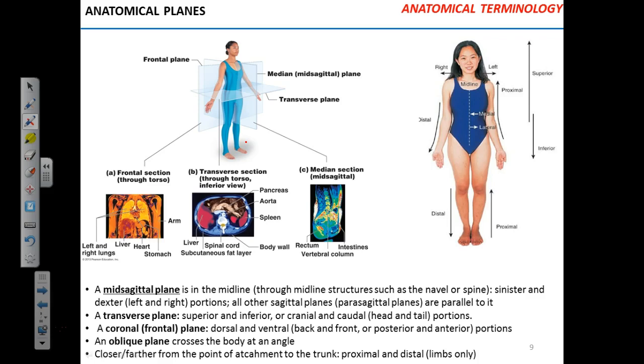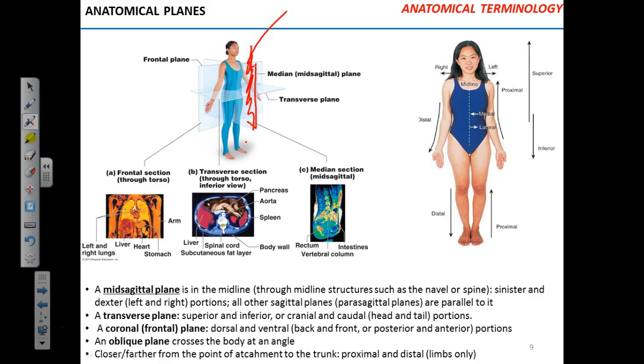So we have three major planes in a human that can cut through the human body, okay? And they will separate the human body into parts, right? The coronal, well, we'll start with midsagittal. Midsagittal plane right here, okay, this one, will separate the human body into the left and right, or sinister and dexter parts, okay?